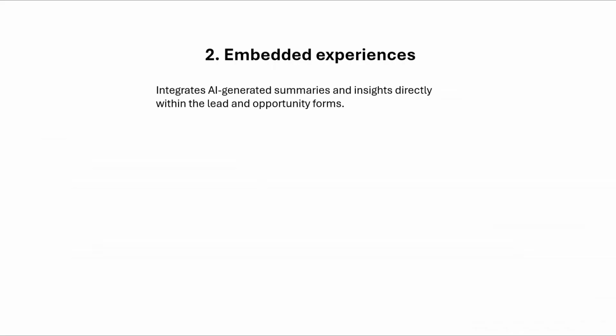Now we will get into the embedded experience feature. So there are 7 features. Now we are in the embedded experience feature. Using this feature, we will get the AI-generated summaries and insights directly within the lead and opportunity forms. And this is available only for lead and opportunity. For this experience, you don't have to expand the top summary or go to the right side pane. This provides you with the embedded experience. It will directly show you the highlights or the summary within the form itself.